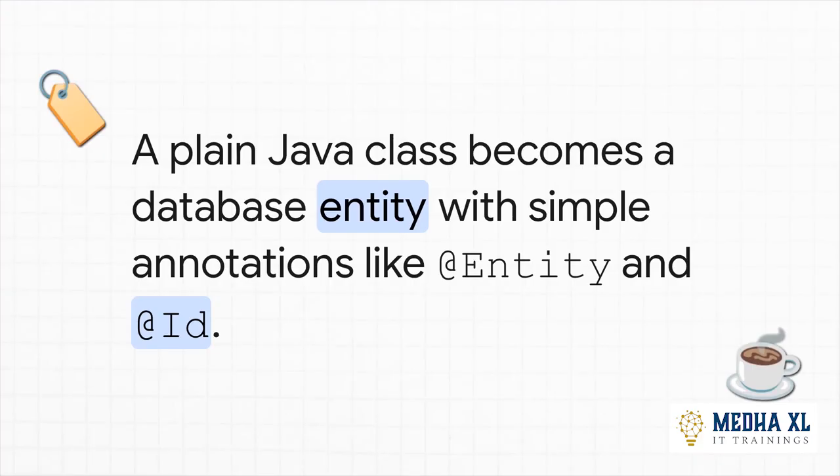Okay, step one. You take a plain old Java object, a POJO, and you just add a couple of annotations. The @Entity annotation tells Hibernate, hey, pay attention, this class is a database table. And @Id tells it which field is the primary key. And that's it. Your Java class is now officially a database entity.